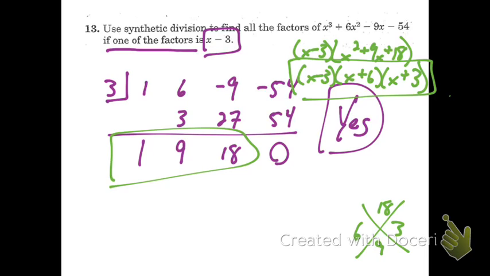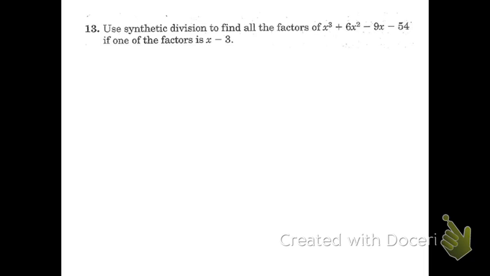Now, I could go back to the very beginning here, and if I wanted to, factor this by grouping. So what do these first two terms have in common? They have an x squared in common. You're left with x plus 6. These two, what do they have in common?